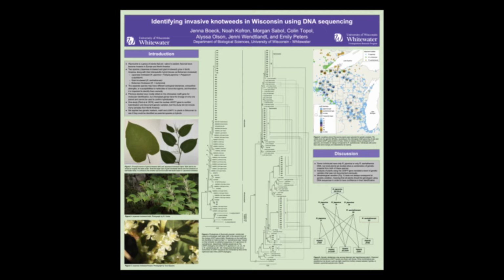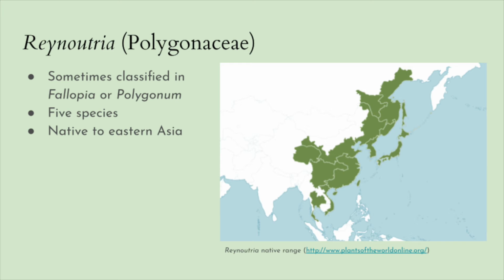So our project is displayed on this poster, which studied Japanese knotweed and related plants in Wisconsin. Japanese knotweed and other related species are a part of the genus Reynoutria. This genus has had many different names in the past couple years and is currently classified as Fallopia japonica, which phylogenetic evidence supports. This is a smaller genus containing only around 5 species and is native to Eastern Asia.